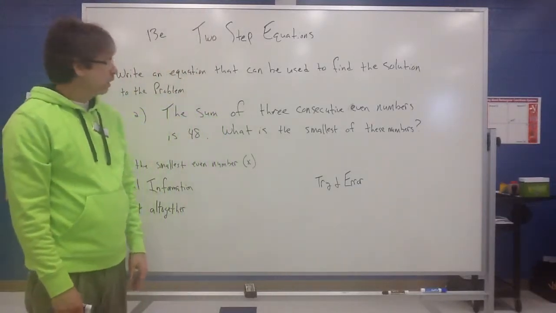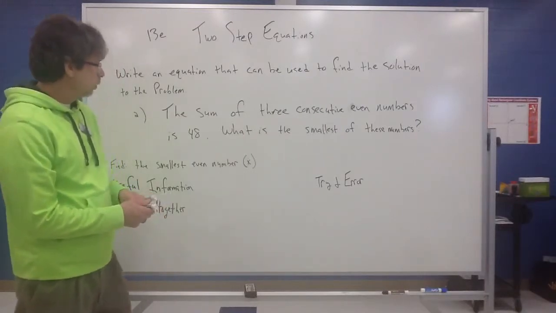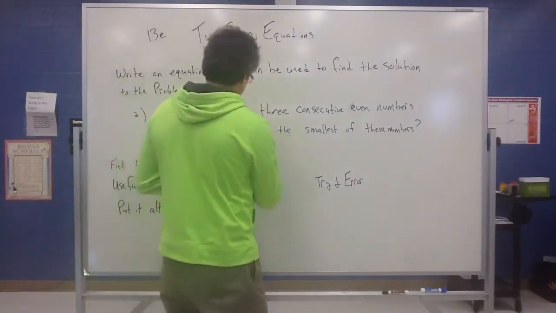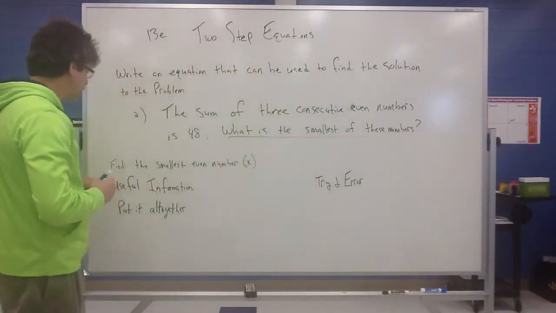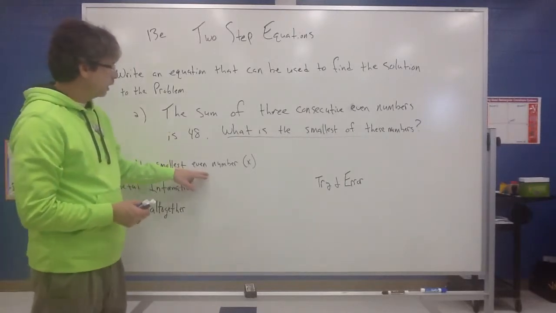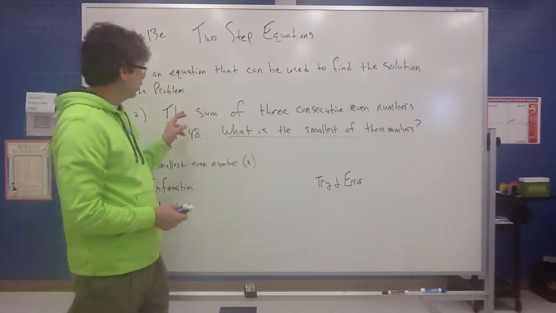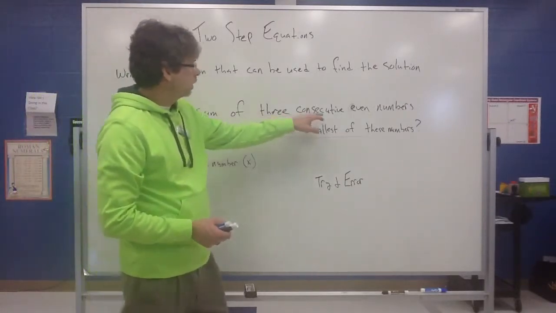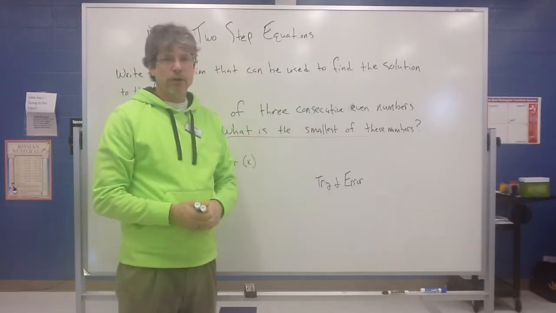Okay? So I've read through it. I do know that we're trying to find the smallest of these numbers. So that's the first thing I can pick up on. What are we trying to find? The smallest, and again, we're looking for even numbers here. Because up here, notice it said the sum of three consecutive even numbers. I'm looking for the smallest of those even numbers.